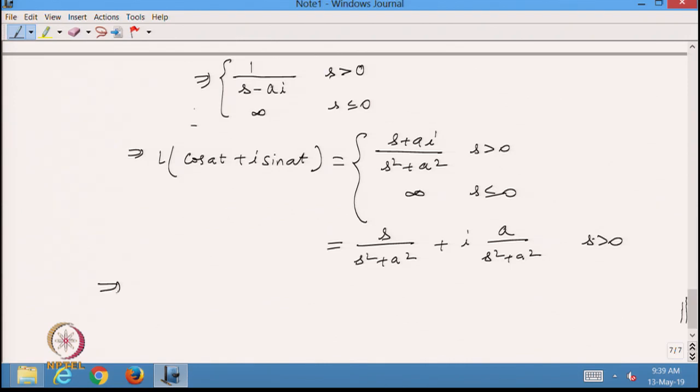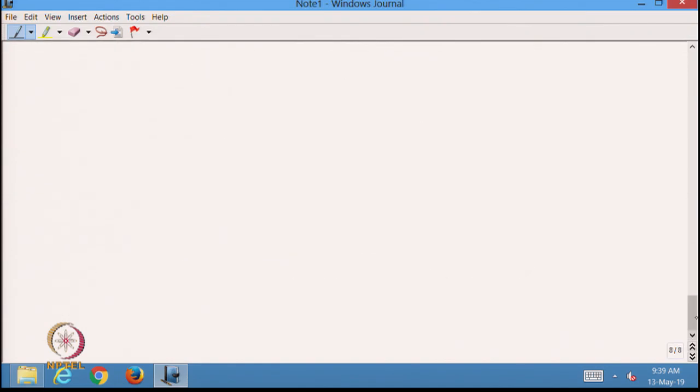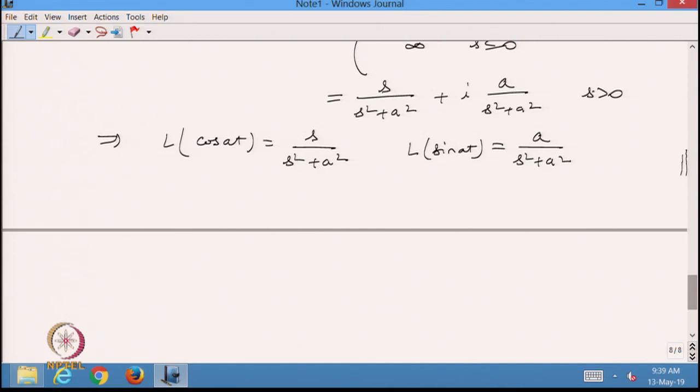So, from here I can say that the Laplace of cos at, taking the real part, will be s over s square plus a square, and the Laplace transformation of sin at will be a over s square plus a square. So, this one we are able to find.